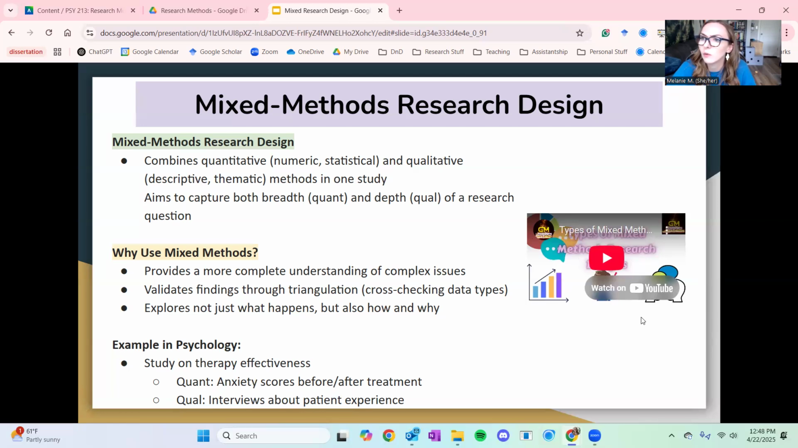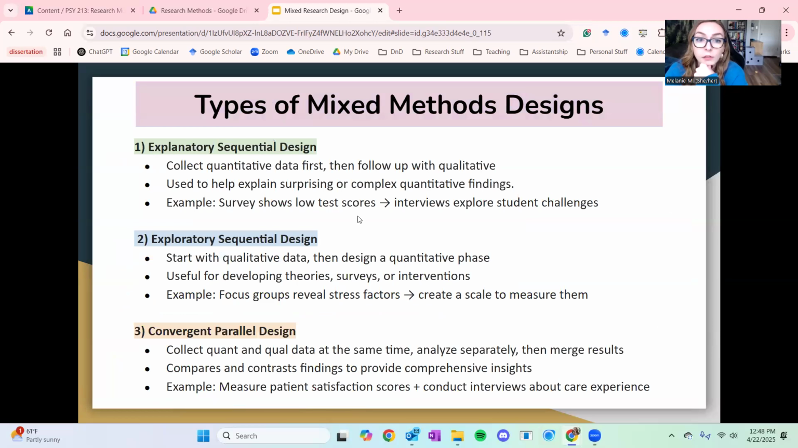This YouTube video I really like as a review of mixed method research design. And what I mean by mixed methods is that quant and qual combination. There are three major types of mixed methods that we often talk about. There are more than that, but these are the three big hitters.